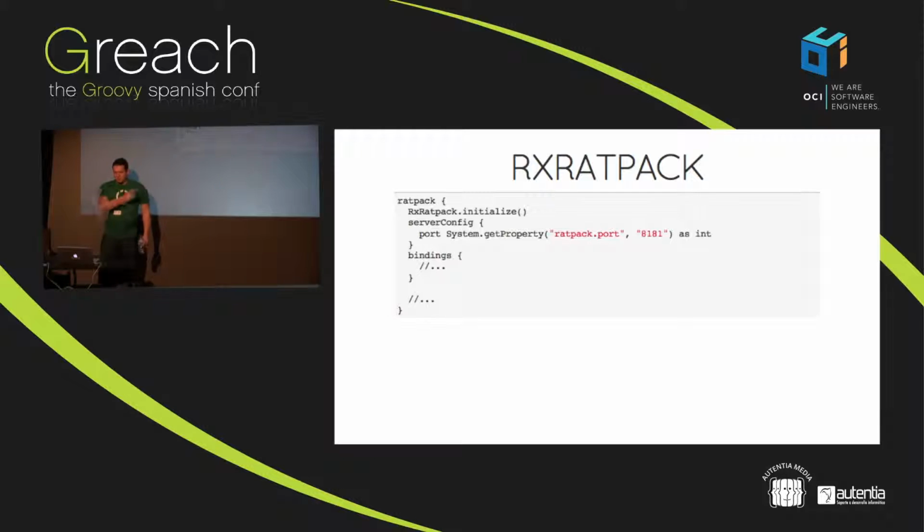And the other thing is if you do this in a test, and you have this happening in multiple places, it's very easy to accidentally call RX Ratpack initialize twice, and then it just kind of throws an error and starts screwing up silently behind the scenes.